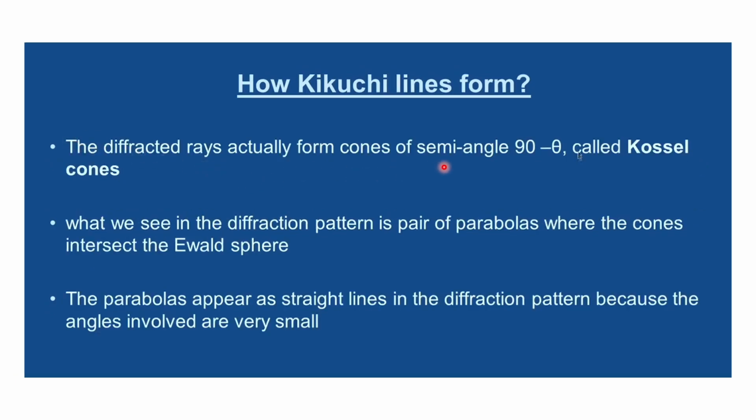form cones of semi-angle 90 minus theta, called the Kossel cones. You can remember that these cones are known as the Kossel cones. What we see in the diffraction pattern is a pair of parabolas where the cones intersect the Ewald sphere. The parabolas appear as straight lines in the diffraction pattern because the angles involved are very small.